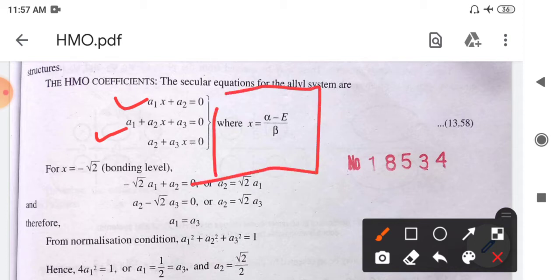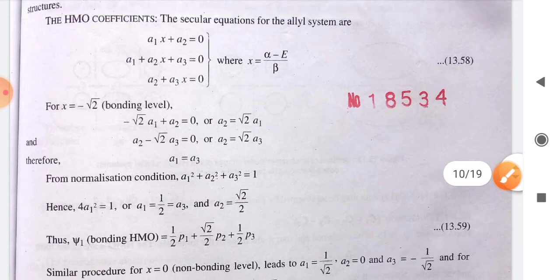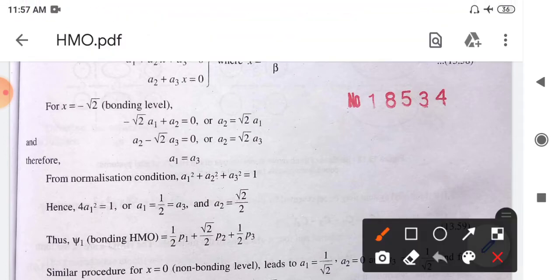Now, in order to get those equations we have to put the values of x into each equation. So for the bonding orbital we will simply put the first value of x, which is x equals minus root 2, which is the bonding energy level. So minus root 2 into a1 plus a2 equals 0.